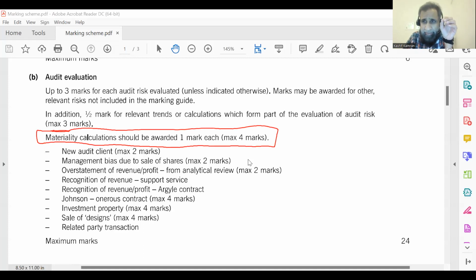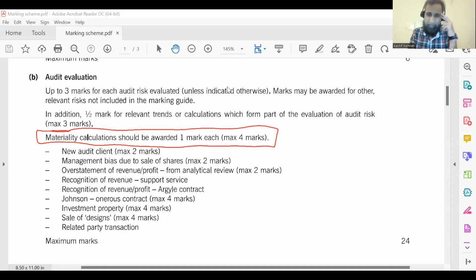So how many materiality calculations have I used so far? I think 3. 1 in the Ergel contract, 1 in the Johnson contract, and 1 in the last situation I was discussing, the investment property. So can I still have 1 more mark of materiality? Yes, for example for the related party, right? Related party is a material by nature transaction. So can I still find another risk with 3 marks?